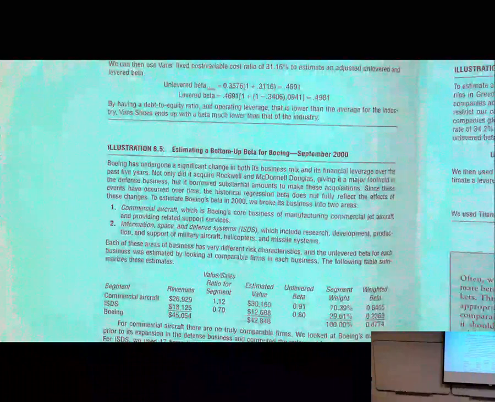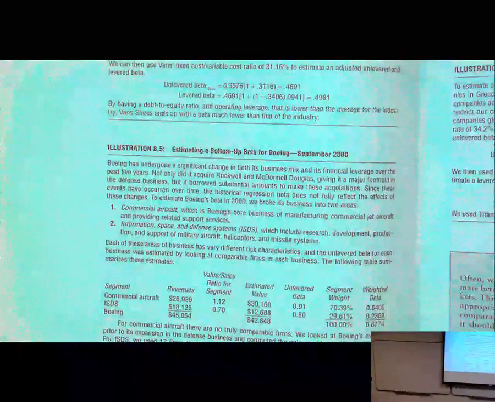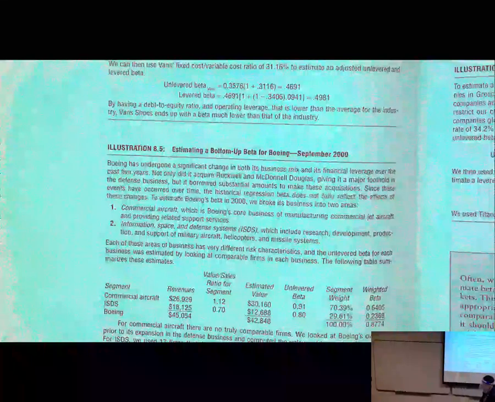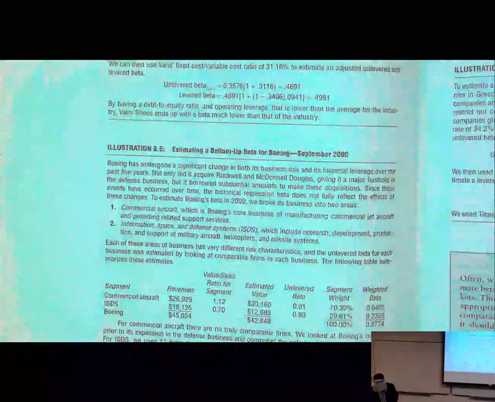But we need to address both operating leverage and financial leverage at the same time. That's why you do a two-step procedure.